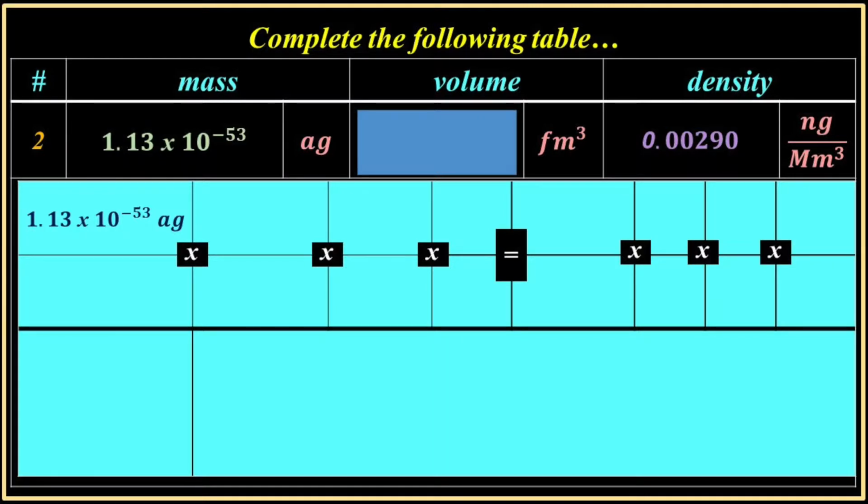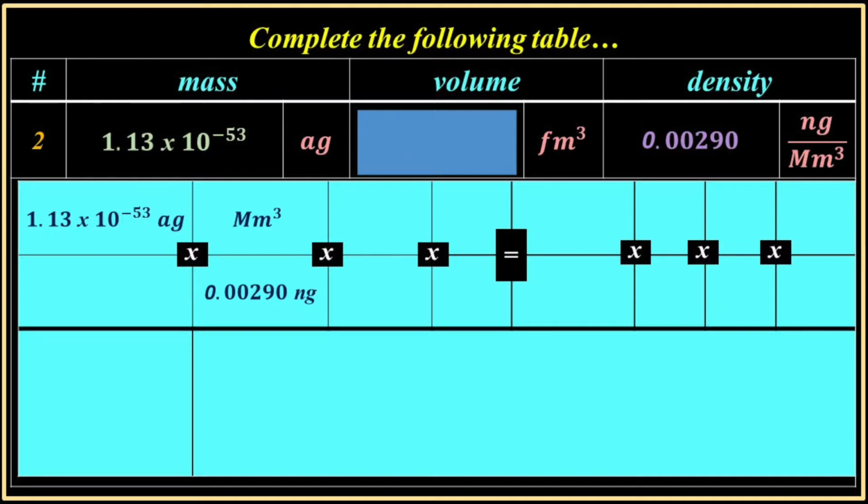So here I have the mass. The mass is plugged in. And now there's the reciprocal of the density. See, the density is clearly written as 0.00290 nanograms over cubic megameters. So it'll be cubic megameters over 0.00290 nanograms. So that's clearly the reciprocal.